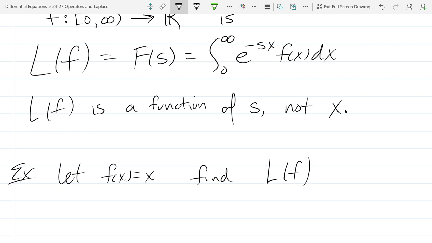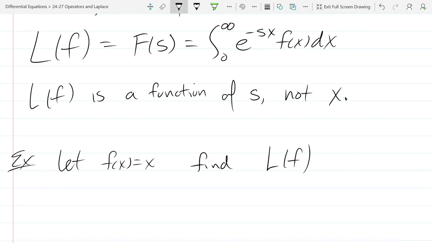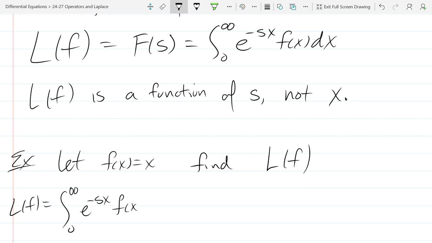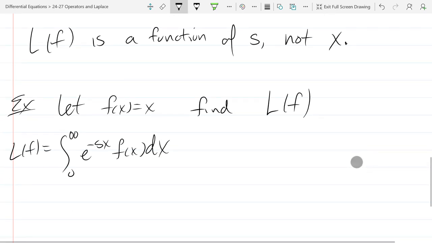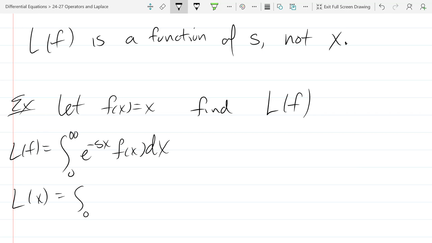All right, so find L of f. All you have to do is where you see f of x, just drop x in there. So this is just function composition. So I'm using straight off that definition, L of f equals the integral from 0 to infinity of e to the negative sx times f of x dx. And wherever I see f of x, I'm just going to write x in its place.